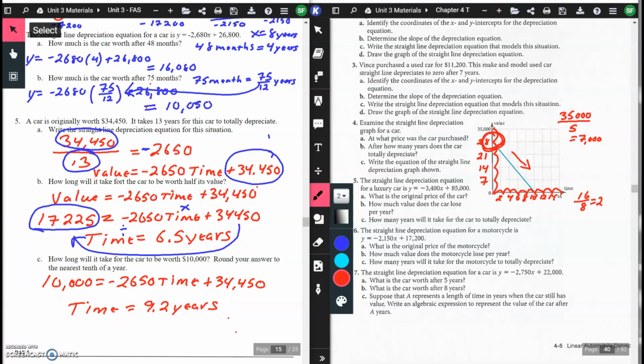And part C, how long will it take for the car to be worth $10,000? Plug in 10,000 for your value, and solve for time again. Subtract your 34,450 on both sides, and then divide by negative 2650 on both sides, and you'll be able to solve for your time, or your x, which is 9.2 years.